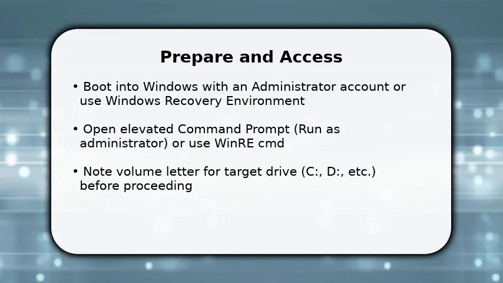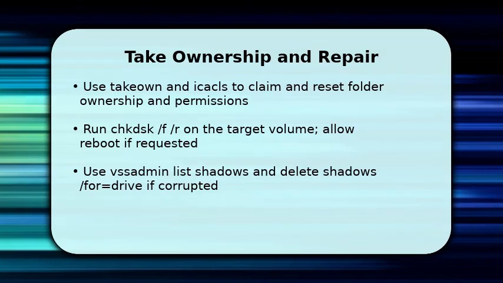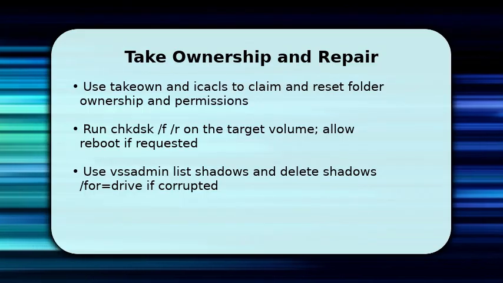Run takeown /f X:\System Volume Information /r /d y and then icacls X:\System Volume Information /grant Administrators:F /t to reset permissions. Replace X with your drive letter. Next, run chkdsk X: /f /r to fix file system errors. Allow it to run at reboot if prompted because locked files require restart.